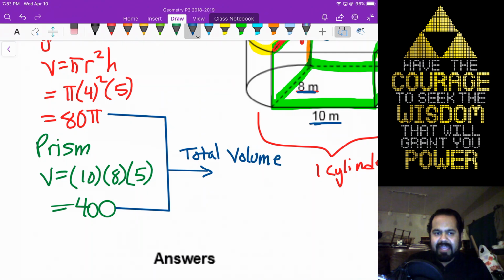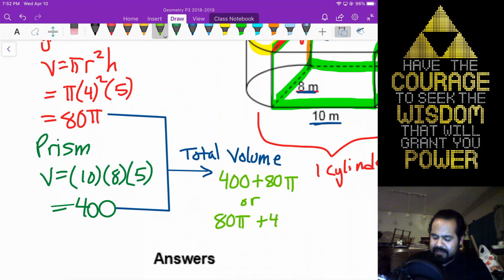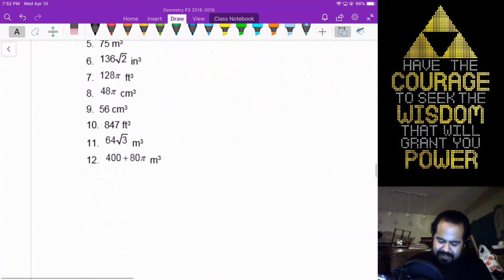well, I can't add 80 pi to a plain old 400. 400 ain't got no pi, so we ain't got no business adding those together. So the only thing you can actually do is write, and the order doesn't matter. You can write it as 400 plus 80 pi, or you can write it as 80 pi plus 400. Now, if I recall, I believe we put the pi units second.